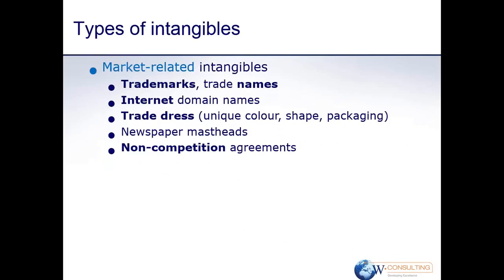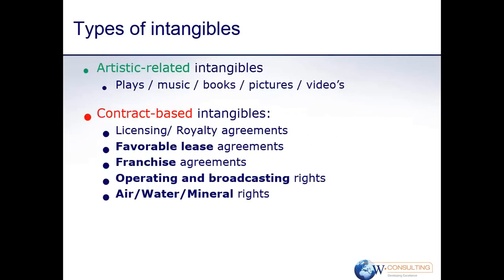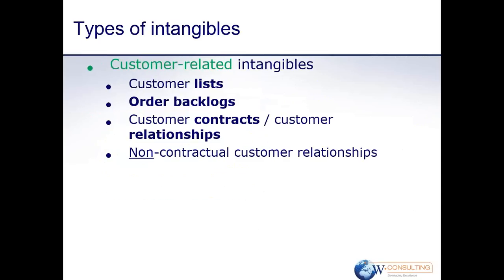Intangible assets, things such as trademarks, trade names, internet domain names, trade dresses, newspaper mastheads, non-competition agreements. We also have artistic-related intangible assets: plays, music, books, pictures, videos. Contract-based intangibles: licensing and royalty agreements, lease agreements, franchise agreements, operating and broadcast rights, and all sorts of other types of mineral rights and air rights.